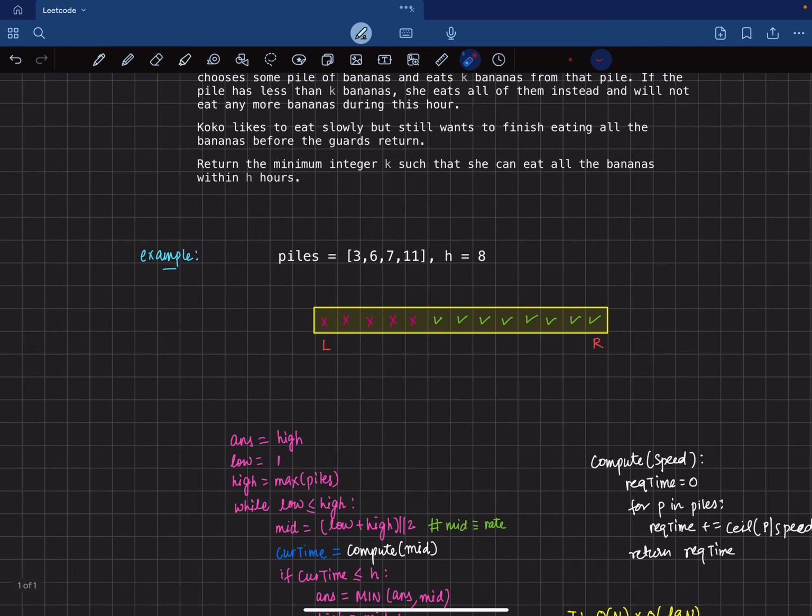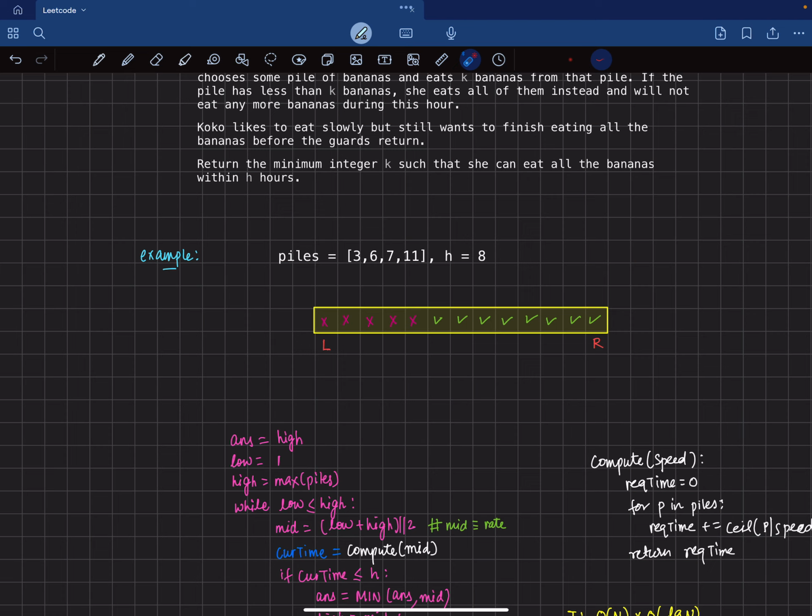First of all, what can be the minimum eating speed Koko can have per hour? It cannot be zero because that will make no sense. So essentially, the minimum eating speed for Koko per hour will be one, which means Koko can eat one banana per hour.